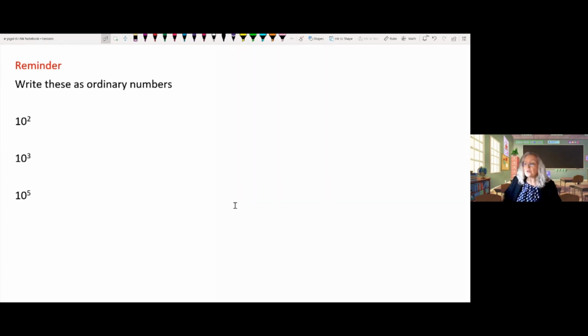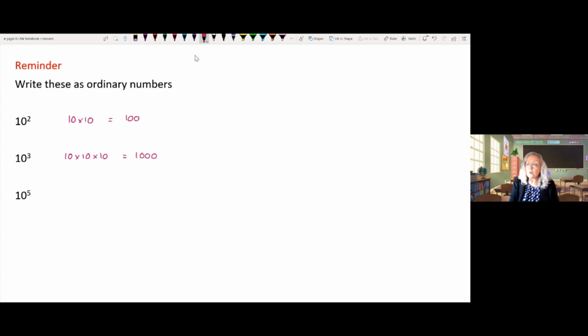Okay, so let's go through these. The first one we have here is 10 squared. So 10 squared means 10 multiplied by 10, and 10 tens are 100. So 10 squared is 100. 10 cubed means 10 multiplied by 10 multiplied by 10 again. So I've got 3 tens multiplied together. 10 multiplied by 10 is 100, multiplied by 10 again is 1000.